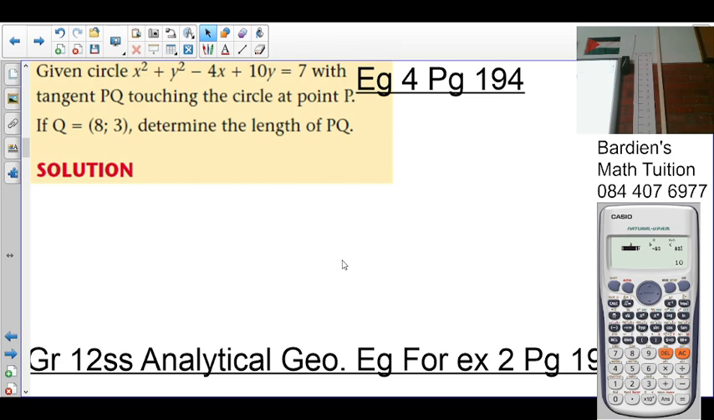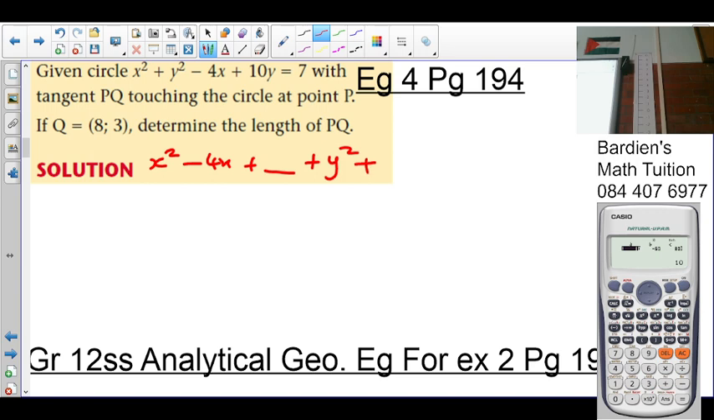Okay, so when you are given a circle where it's not in the standard form that we normally work with, which is (x minus a) squared plus (y minus b) squared equal to r squared, we need to get it in that form. That's the first thing I'm going to do, so that I can make a sketch of what's happening here. So x squared minus 4x, I'm preparing to complete the square, plus a number, plus y squared plus 10y plus the second number, is equal to 7 plus the first number plus the second number.